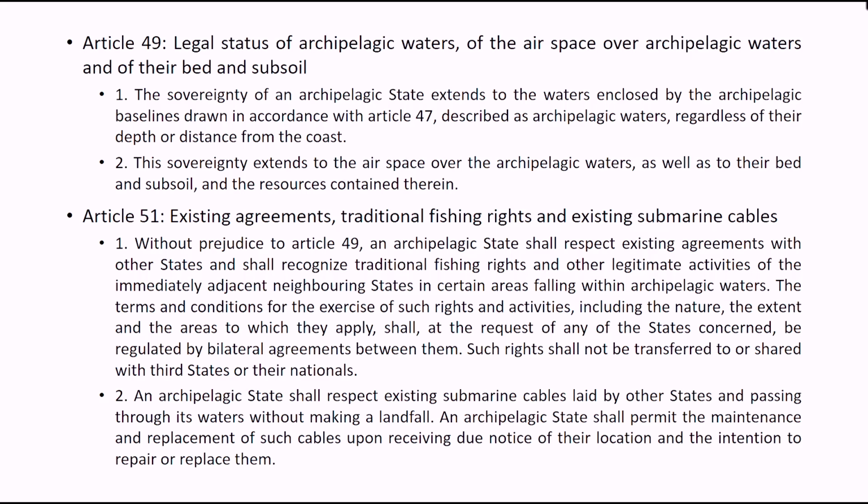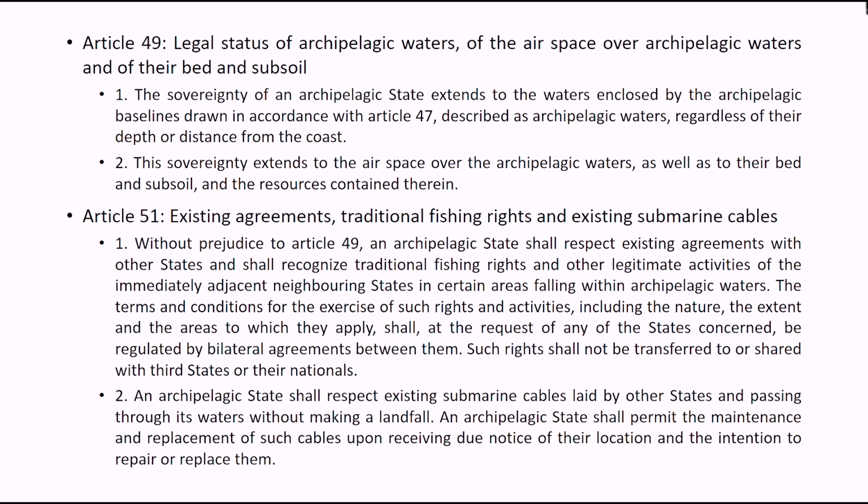Without prejudice to Article 49, an archipelagic state shall respect existing agreements with other states and shall recognize traditional fishing rights and other legitimate activities of the immediately adjacent neighboring states in certain areas falling within archipelagic waters. The terms and conditions for the exercise of such rights and activities, including the nature, extent and areas to which they apply, shall, at the request of any of the states concerned, be regulated by bilateral agreements between them. Such rights shall not be transferred to or shared with third states or their nationals.